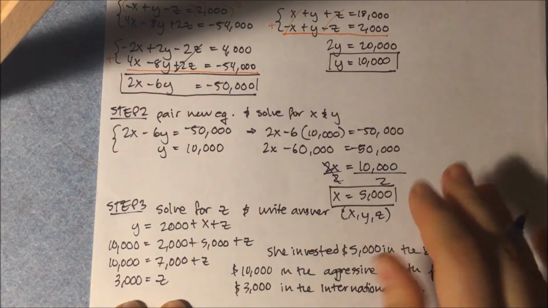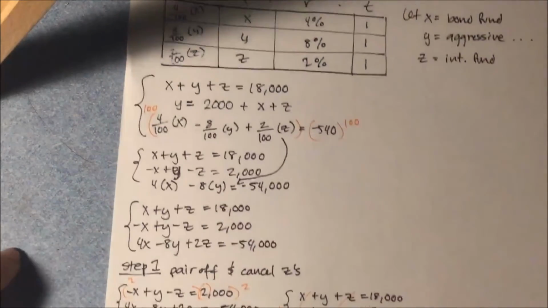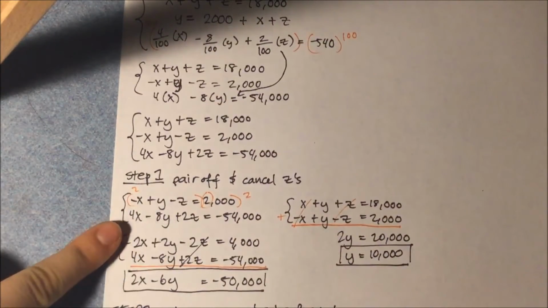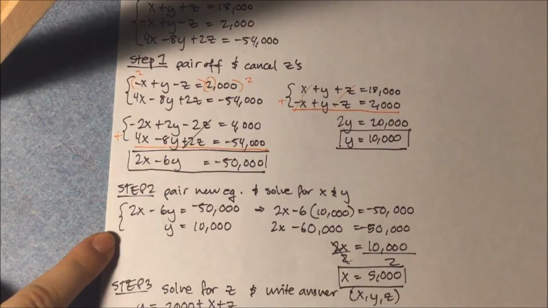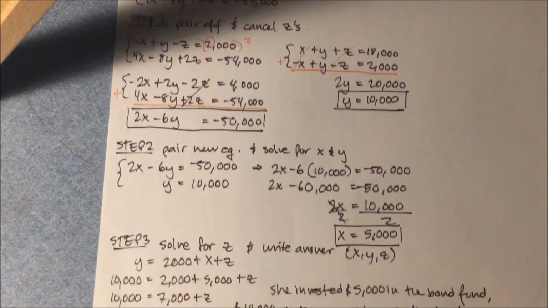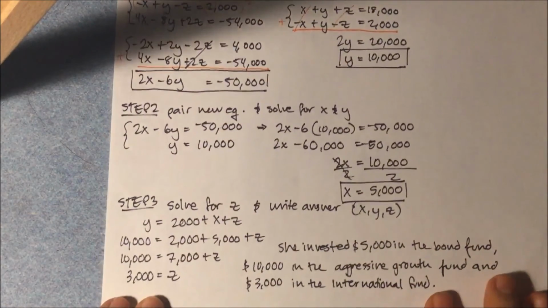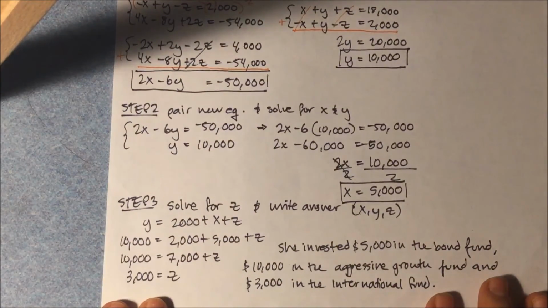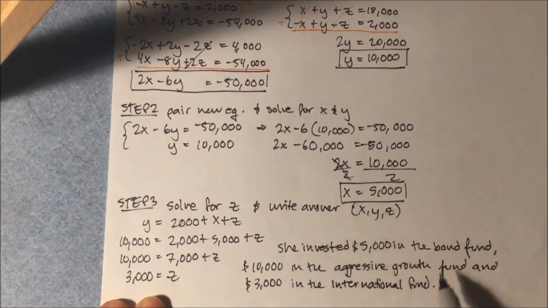Okay, and that's it. Those are the steps we follow. So, step 1, pair off and cancel z's. Step 2, pair the new equations we got from canceling the z's and solve for x and y. And step 3, solve for z and write your answers x, y, and z. Or if it's a word problem, write it in a sentence.